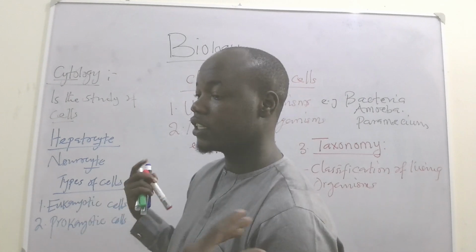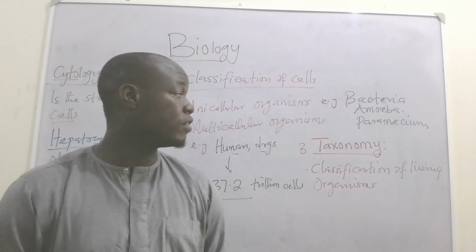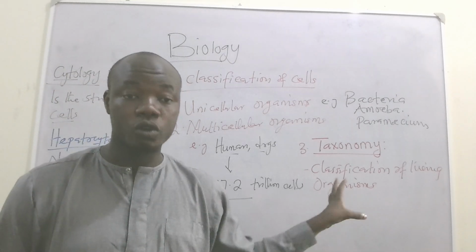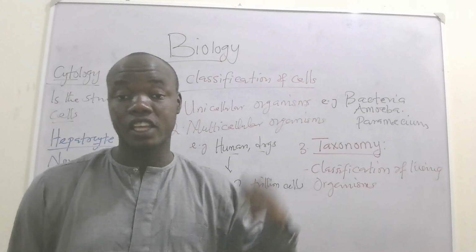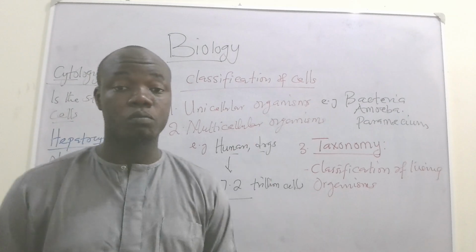And of course, under this classification of living organisms, we have kingdoms. We have about 5 kingdoms. And of course, that is, I think, the next topic that we are going to look at after these branches of biology.